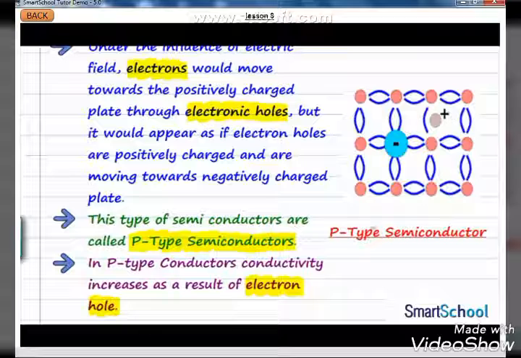Now this is the second type of extrinsic semiconductor, which is P-type. So from here we can learn that extrinsic semiconductors are of 2 types: N-type, in which electrons are the majority charge carriers, and P-type, in which holes are the majority charge carriers.